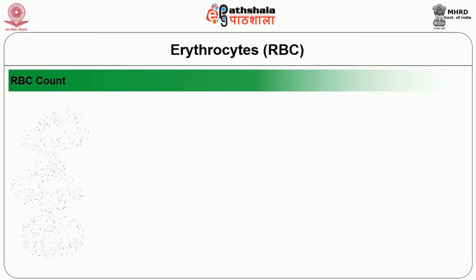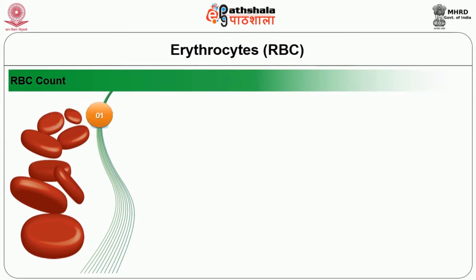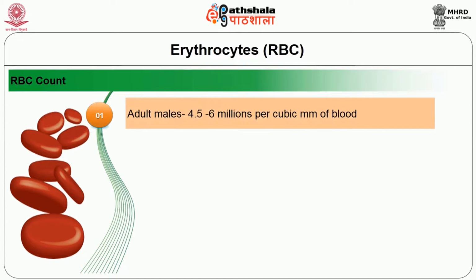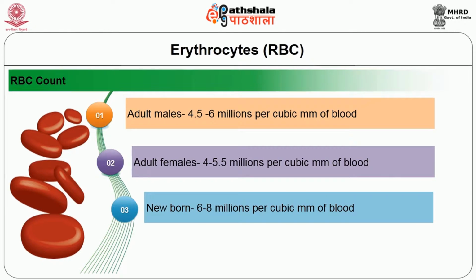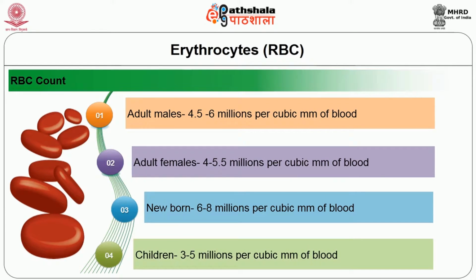Coming to the RBC count. In the adult males, the count is 4.5 to 6 million per cubic millimeter of blood, while in the adult females, it is 4 to 5.5 million per cubic millimeter of blood. And in the newborn, it is 6 to 8 million per cubic millimeter of blood, while in the children, it is 3 to 5 million per cubic millimeter of blood.